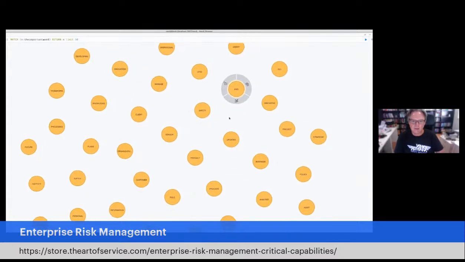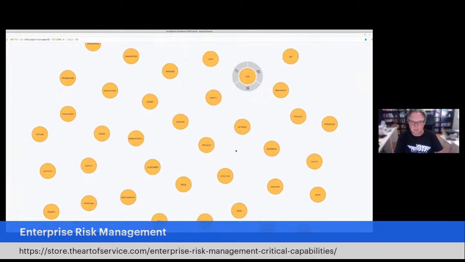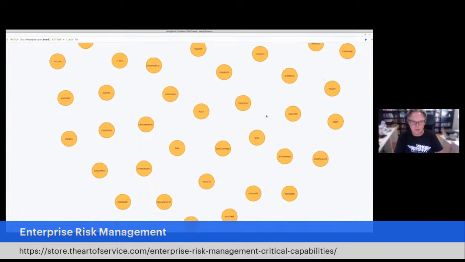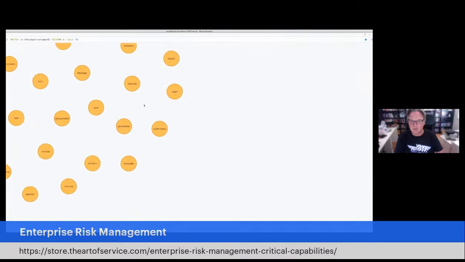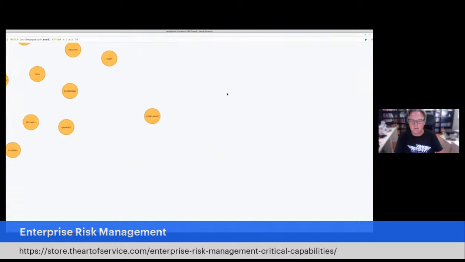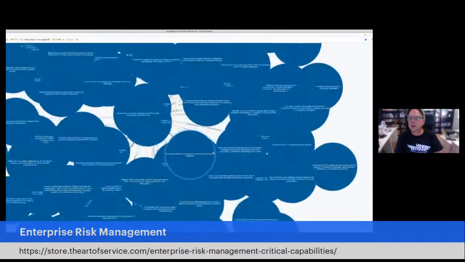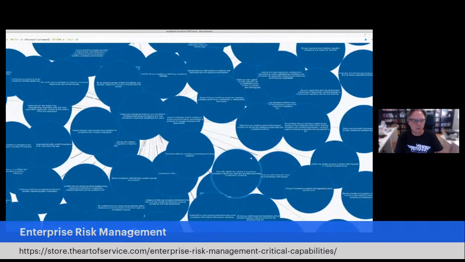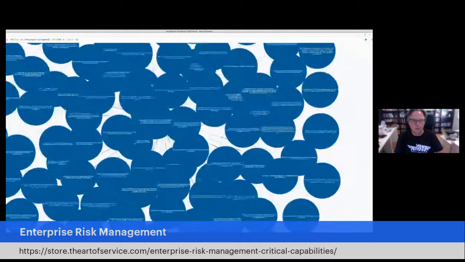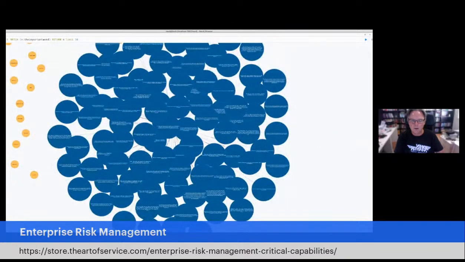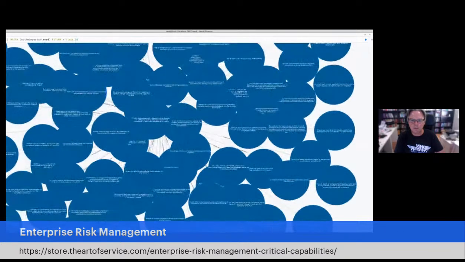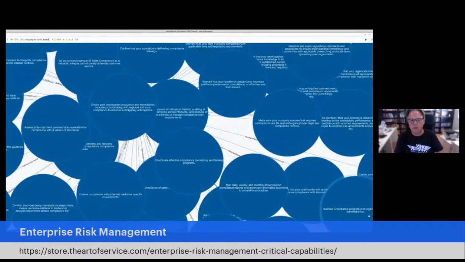So shall we look at something fun? Something fun in enterprise risk management, which would be compliance. That's always a fun one. Let's have a look at that one. Compliance. Open it up. And these are the compliance enterprise risk management critical capabilities that you would want to have a look at when you are specifically focused on and interested in compliance. Let me zoom in. I won't read them out loud.